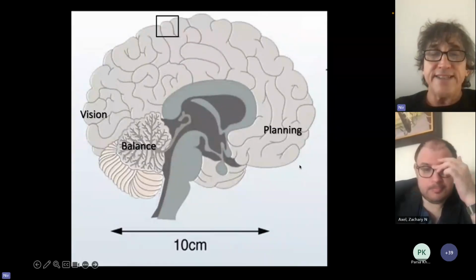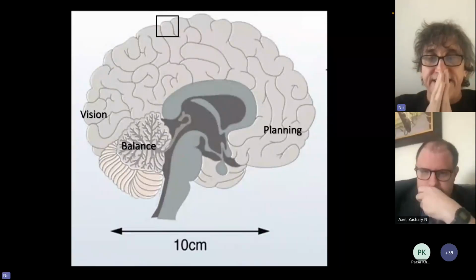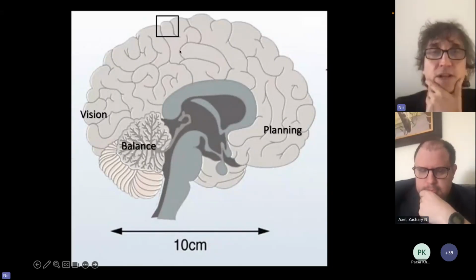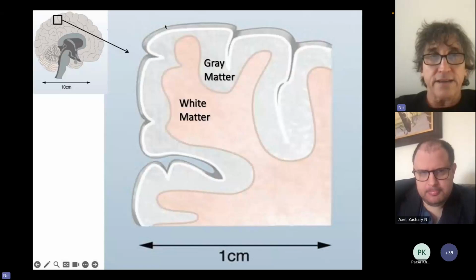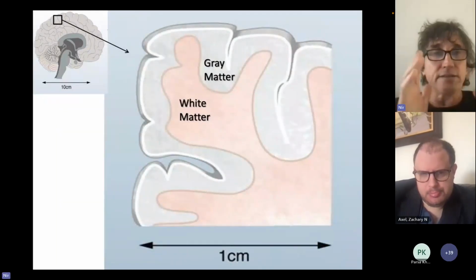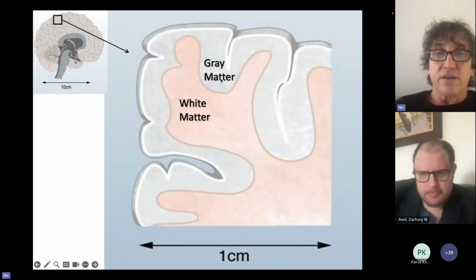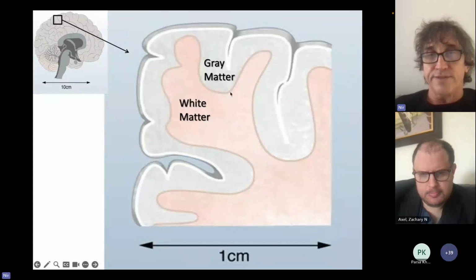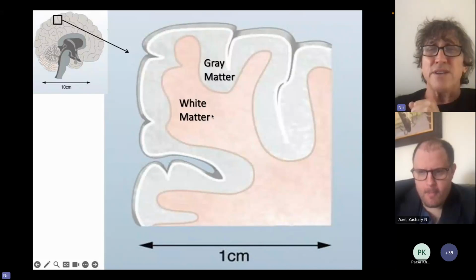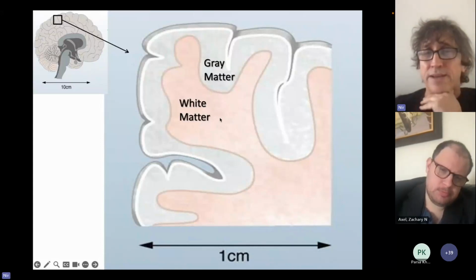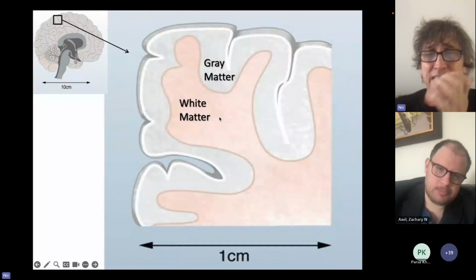Now, if I take a region that is a tenth of this, 1 centimeter, and I expand that region to see what it looks like, then what I have are two distinct regions, gray matter and white matter, which some of you have probably heard of. So let's understand what's in the gray matter and what's in the white matter.